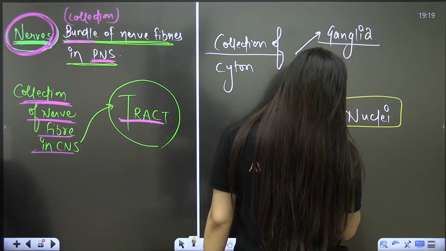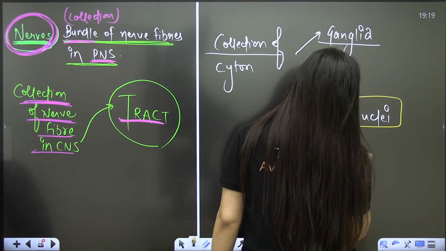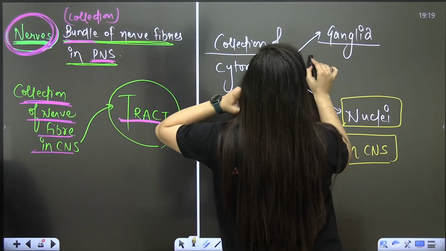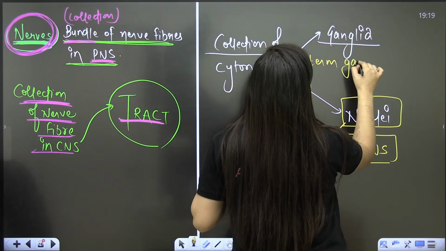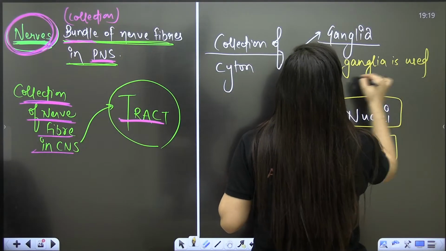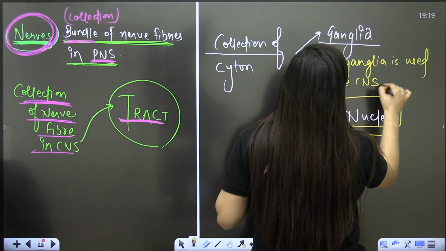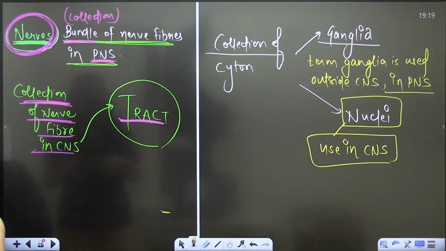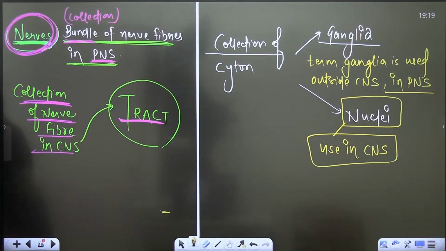This term nuclei we use in the CNS. In the central nervous system, when you are saying there is a collection of cell bodies, we use the word nuclei, and the term ganglia is used outside the CNS, or you can say in the PNS. So in the peripheral nervous system, a group of cell bodies, a group of cytons, you call it ganglia. So the term used for PNS is ganglia, and the term used for CNS is nuclei. Is that clear? Are you sure?